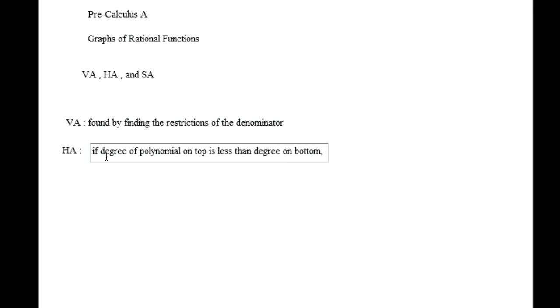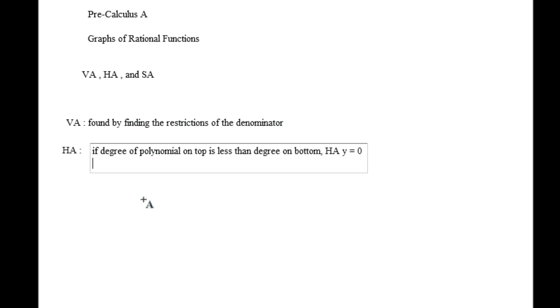All right, now horizontal asymptote, I like to use rules. I mean, there's a method in the book. I'm not a big fan of it. You know, it's just right there. So I like to look at the degree. If the degree of the polynomial on top is less than the degree on the bottom, your horizontal asymptote is going to be y equals 0.